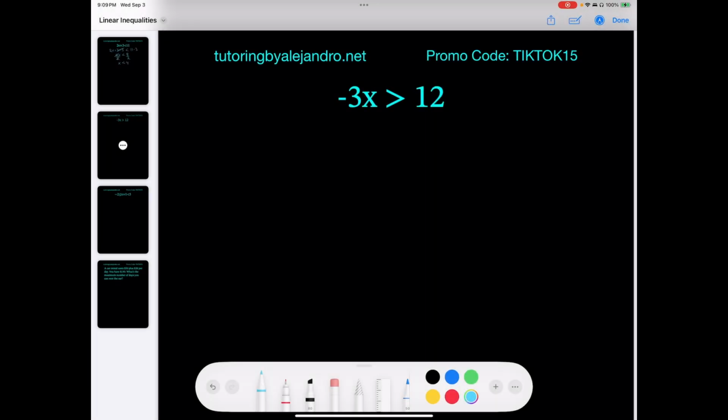Okay, so now here's the most important rule to remember. Let's look at this one. We have negative 3x greater than 12. Okay, so we have to get rid of the negative 3 on the left. It's multiplying the x. So we're going to divide both sides by negative 3. Let me just rewrite this. Okay, we're going to divide both sides by negative 3, just like we do with a regular equation.